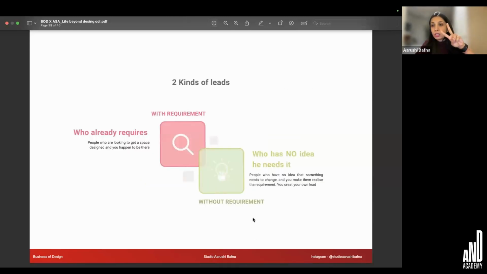Okay. Now there are two kinds of leads. One kind of lead is a lead who already has a requirement. They know what they want to build. They are planning to build, and you just happen to be in the way. Number two are the kind of leads that do not know that they have a requirement.